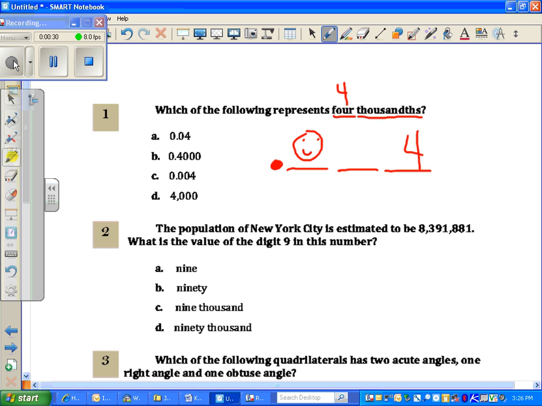Smiley face in my empty spaces. And this looks just like choice C. So my answer is letter C.